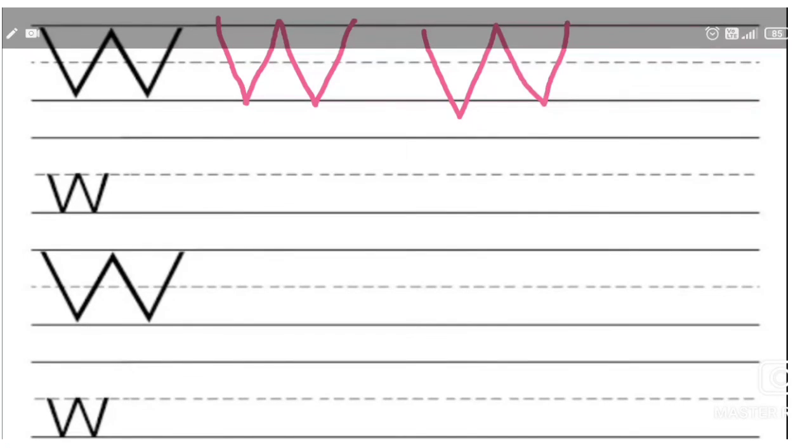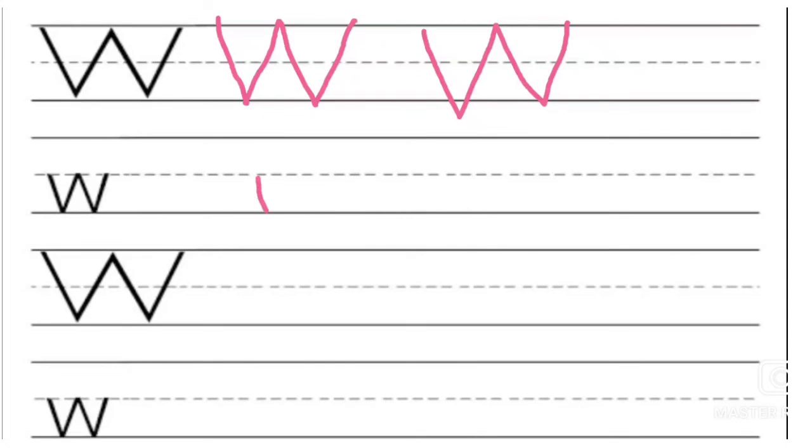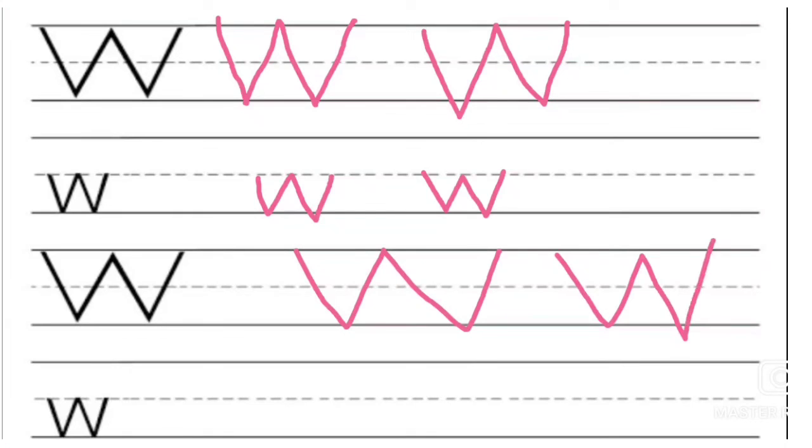First, we will start from first line and stop at third line. Make a slanting line. This is capital W. और small W आपको second line से start करना है और इस तरह से आपने write करना है. Capital W. जैसे कि टू टाइम्स वी हम लिख सकते और ज्वाइन कर सकते और स्मॉल डब्ल्यू ऐसे.